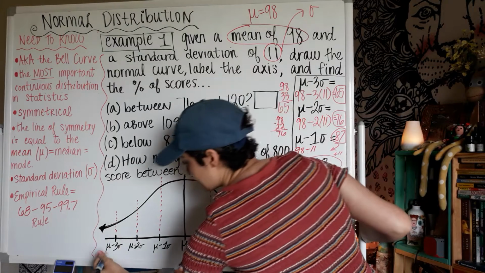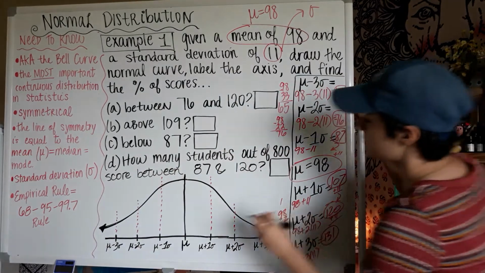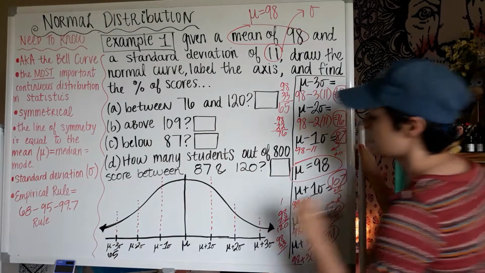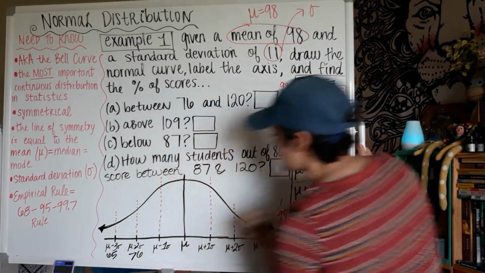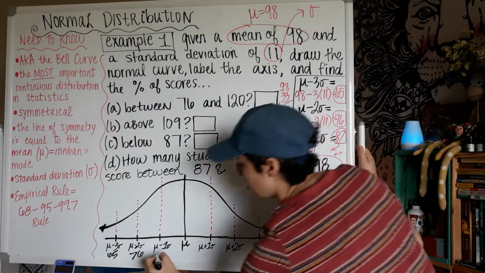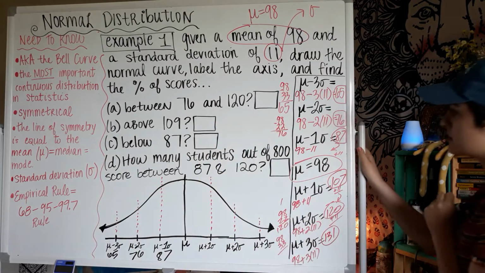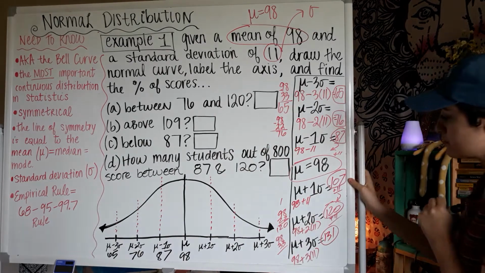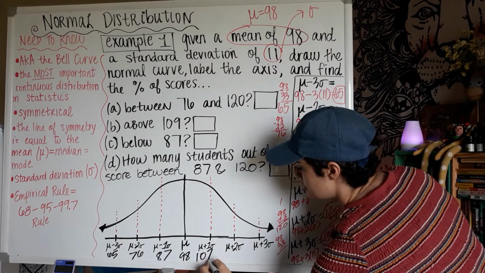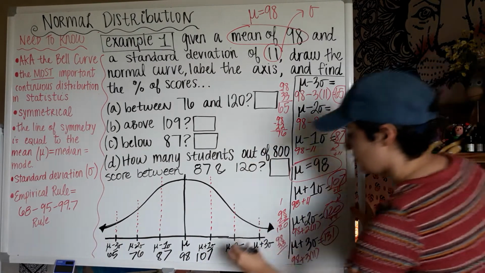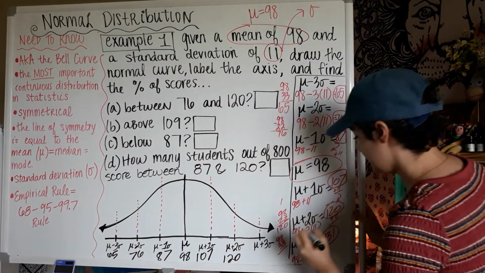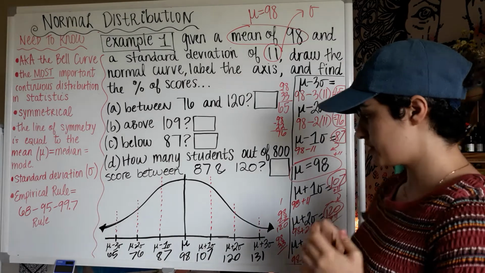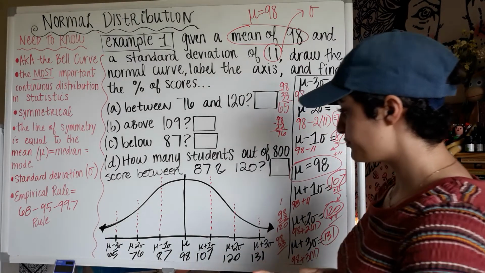Okay, and so this, what did we say? We said it's 65. So that's 65, 76, 87, 98, 107, 120, and then 131. Okay, so our horizontal axis is done.